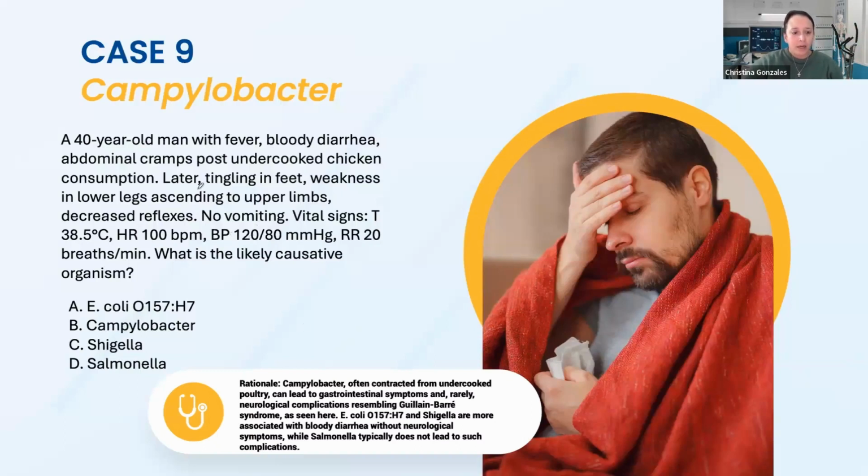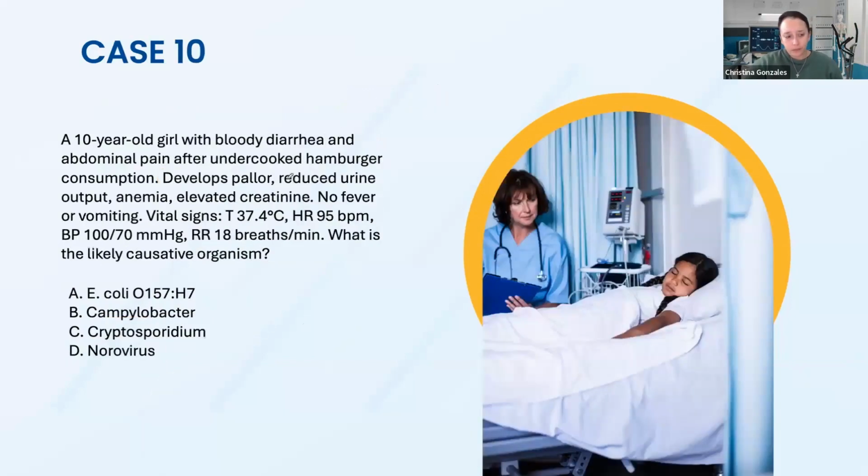They put in here a complication, this sentence here, that kind of sounds like a Guillain-Barré. And so when we see that, we should think Campylobacter. And none of these other infections tend to cause that type of neurological finding. So be familiar with Campylobacter and its association with Guillain-Barré. Very good. Continuing. All right, case 10, a 10-year-old with bloody diarrhea and abdominal pain after an undercooked hamburger.